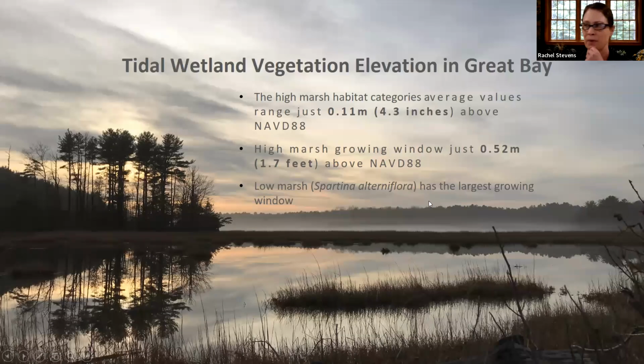So just in quick summary of my part before I kick it back to Dave, tidal wetland vegetation in Great Bay. The high marsh values range just 4.3 inches, and the high marsh growing window is just 1.7 feet. So really emphasizing why this is such a vulnerable habitat and we need to really invest and work hard to support it. And then what jumped out as well was that the low marsh has the largest growing window.